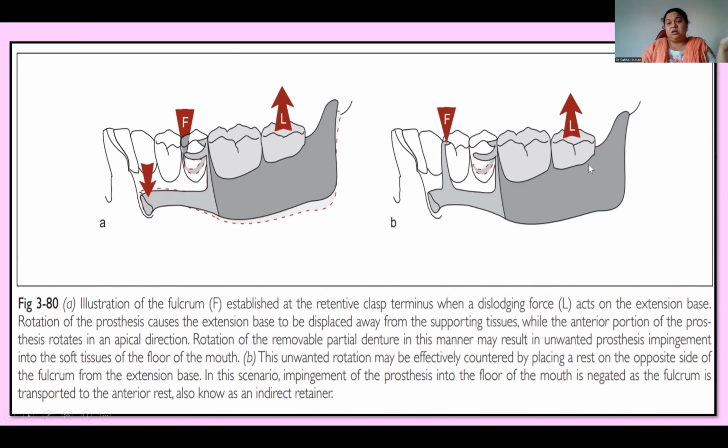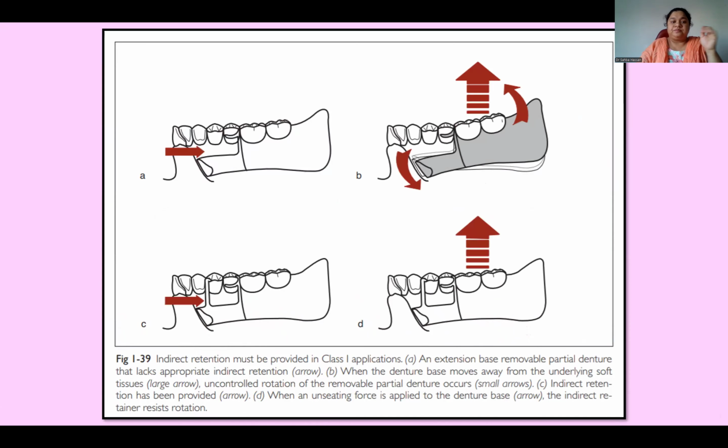See in this diagram only. Very good. The fulcrum is here, whatever the load is here, everything is compensated. See how A and B are so different. On the left side, you see the fulcrum has been shifted as soon as we place an extra rest. Now here, they are saying that in figures A and B, if there is no rest, then see how the prosthesis will tend to rotate. That is shown. And when we have added indirect retention, in diagram C, then there will be no rotation of the prosthesis because that is giving full support.